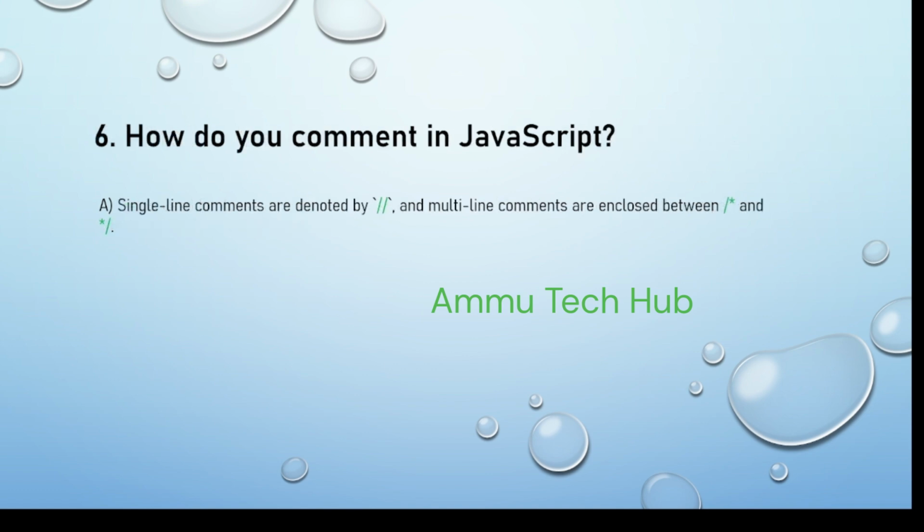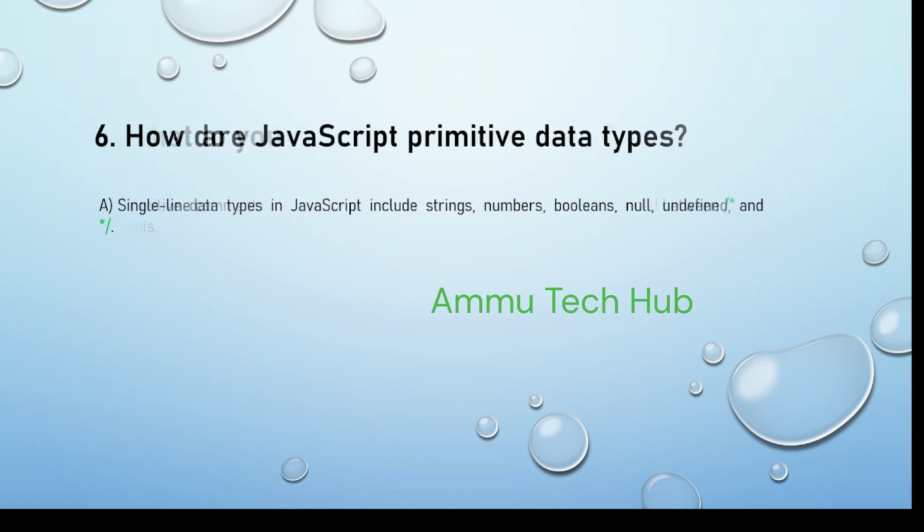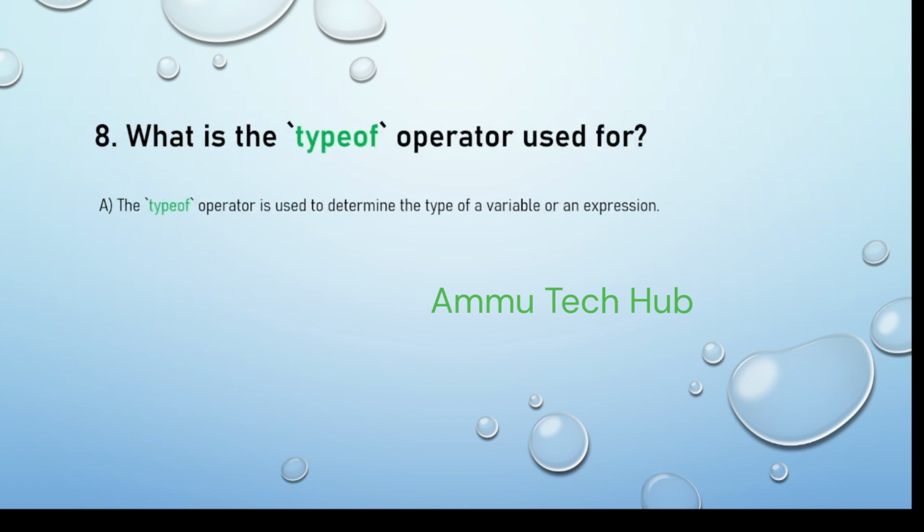How do you comment in JavaScript? Single-line comments are denoted by double slash, and multi-line comments are enclosed between slash star and star slash. What are JavaScript primitive data types? Primitive data types in JavaScript include strings, numbers, booleans, null, undefined, and symbols. What is the typeof operator used for? The typeof operator is used to determine the type of a variable or an expression.